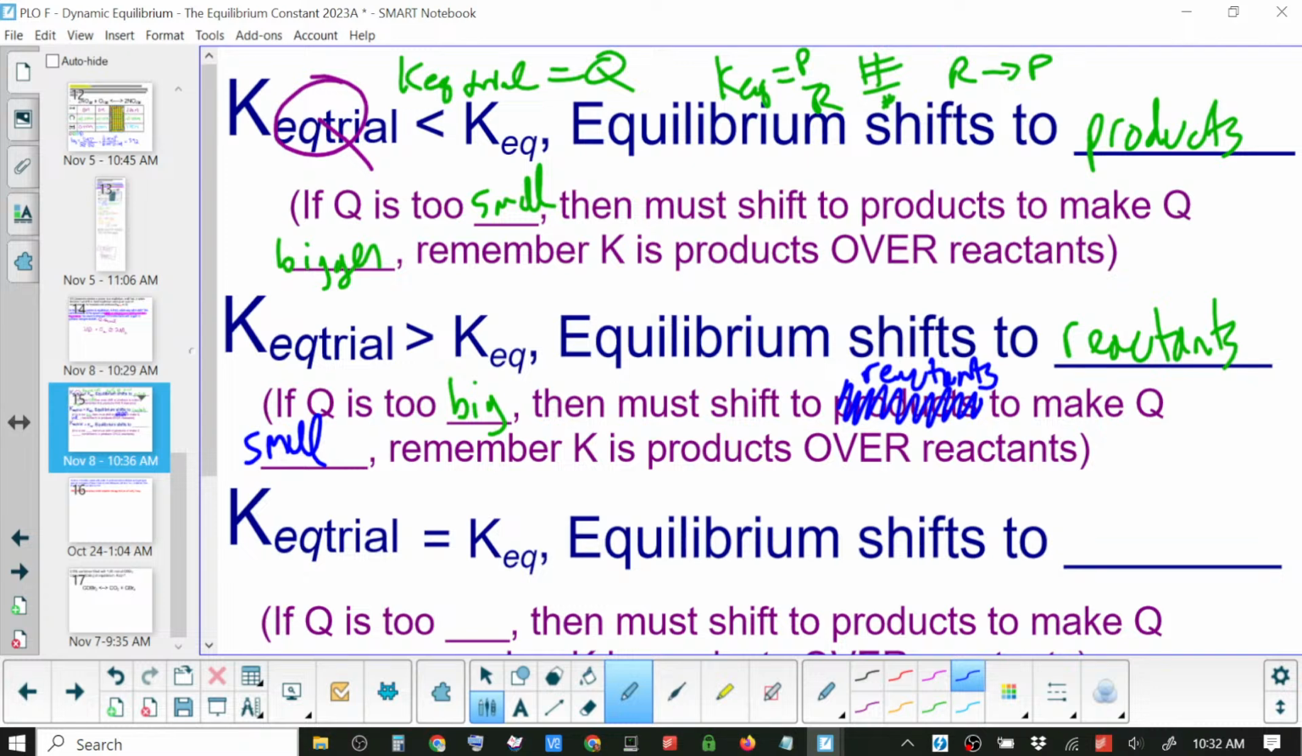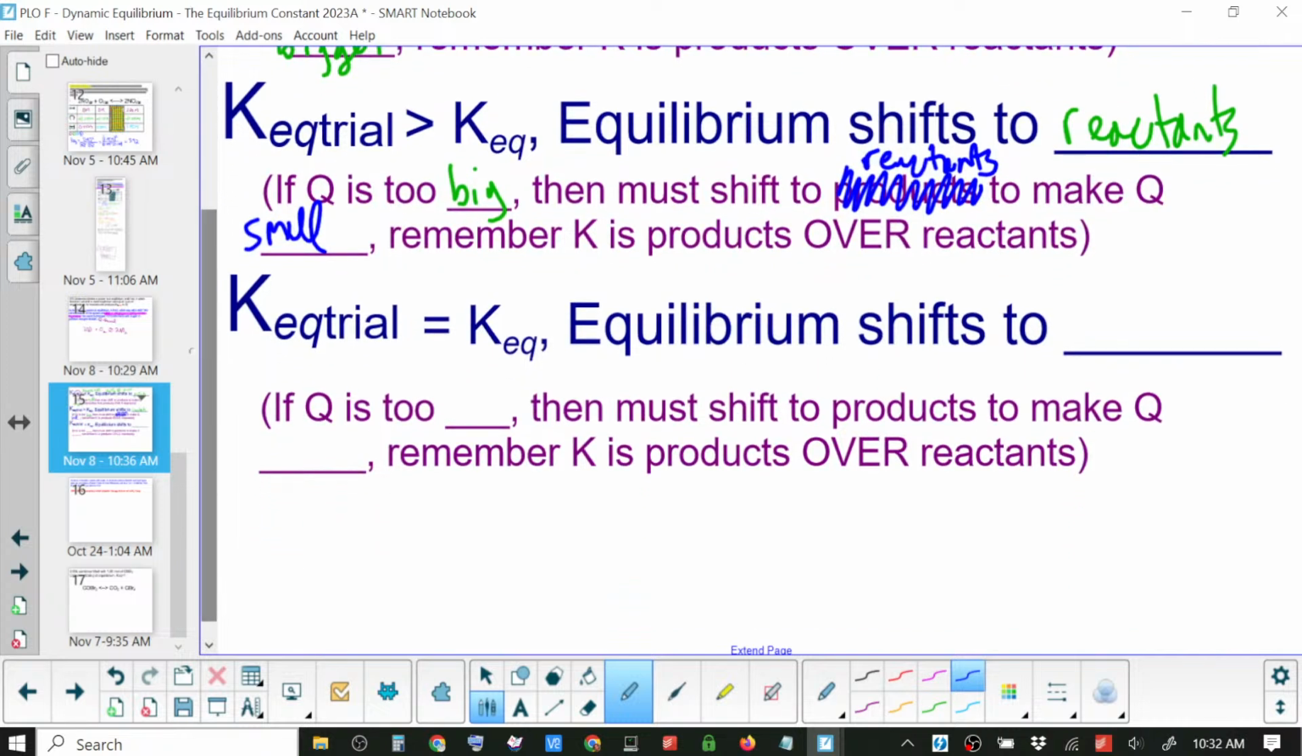Now, what if the KQ trial equals the KQ? Then it's at equilibrium. Which way does it shift though? It just stays the same. Shifts to none, or something? I like that. Shifts to none. Nowhere. Shifts to nowhere.